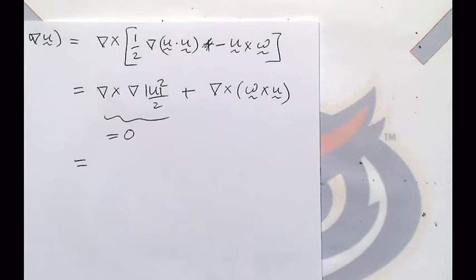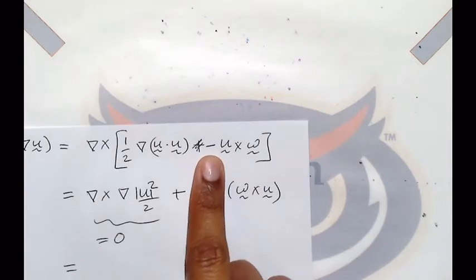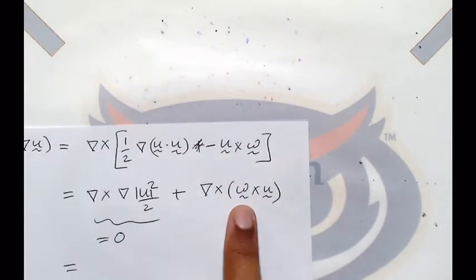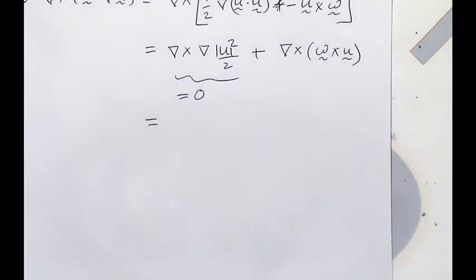So this term is plus or minus? There's a minus here, and it's u cross omega. I just split omega cross u, that's why this is a plus. Okay, and now we need another identity: nabla cross omega cross u becomes nabla cross omega cross u.